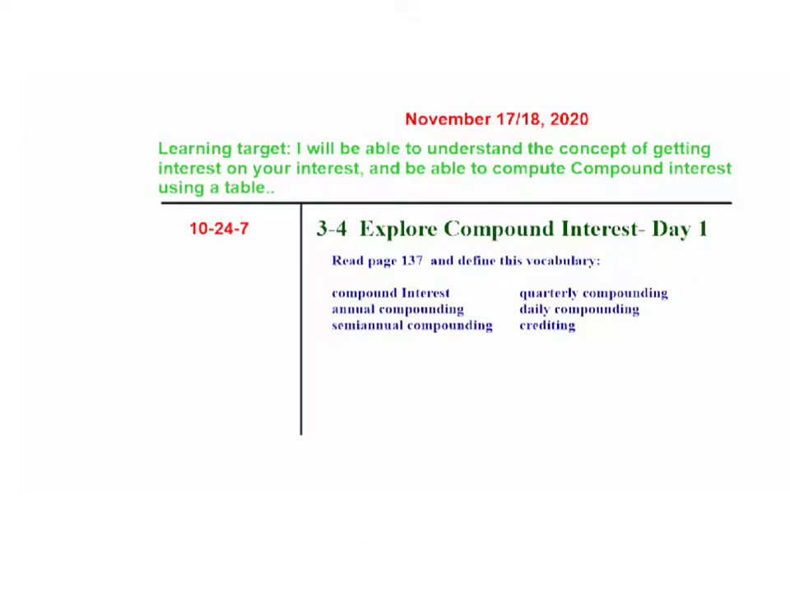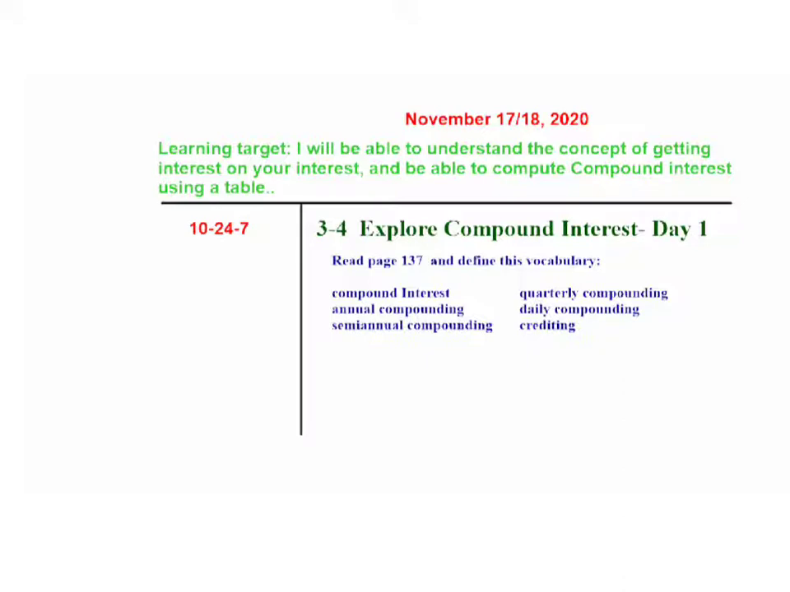I would like you to read page 137. I have these slides available if you don't have a copy of the text. And define this vocabulary: compound interest, annual compounding, semi-annual compounding, quarterly compounding, daily compounding, and crediting. Compound interest, again, is the idea of earning interest on your interest, and annual, semi-annual, quarterly, and daily are the different ways that interest compounds. Crediting is the actual act of adding the compounded interest to the principal. These words, however, are defined in our reading.